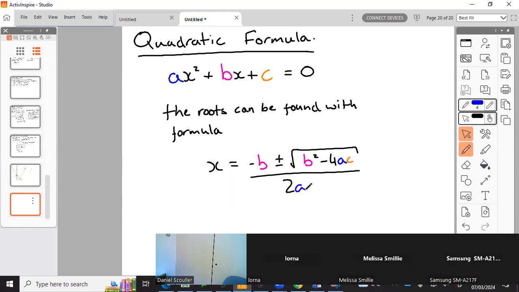Did it in colour just to show you where the terms are coming from. But our roots are found by using the formula x equals minus b plus or minus root of b squared minus 4ac over 2a. You are given this formula in your formula sheet. You don't need to remember it.